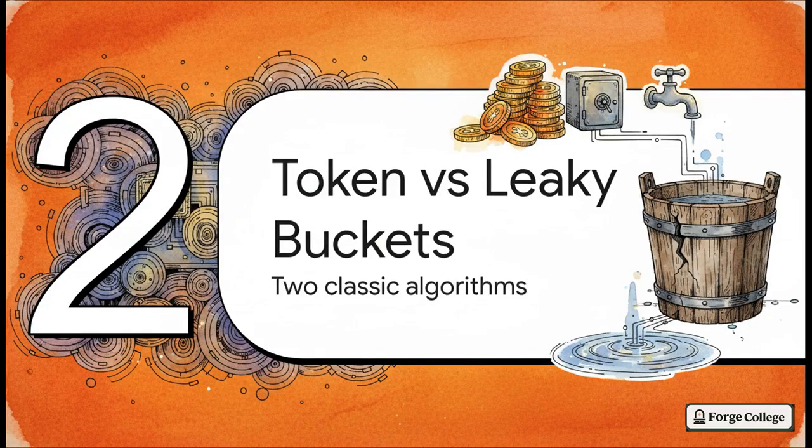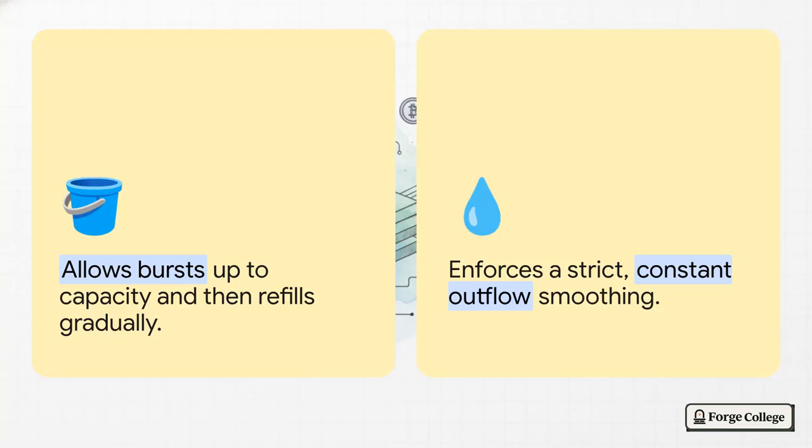Moving to section 2, token versus leaky buckets. There's a pretty stark contrast between our two classic bucket algorithms here. On one side, we have the token bucket. This one is pretty friendly. It allows users to have sudden, legitimate bursts of activity right up to a specific capacity. Then it forces them to wait for the bucket to refill over time.